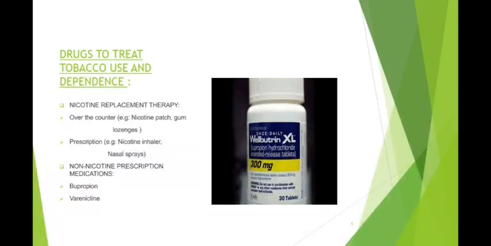Now, the drugs used to treat tobacco use and dependence. If we talk about therapy, we have two types. One is that we can treat nicotine dependence by nicotine replacement therapies and non-nicotine prescription medications. The nicotine replacement therapy category has two further classes: over the counter, for example nicotine patch, gum, and lozenges; and prescription, for example nicotine inhalers and nasal sprays. The non-nicotine prescription medications mainly include two drugs, bupropion and varenicline.